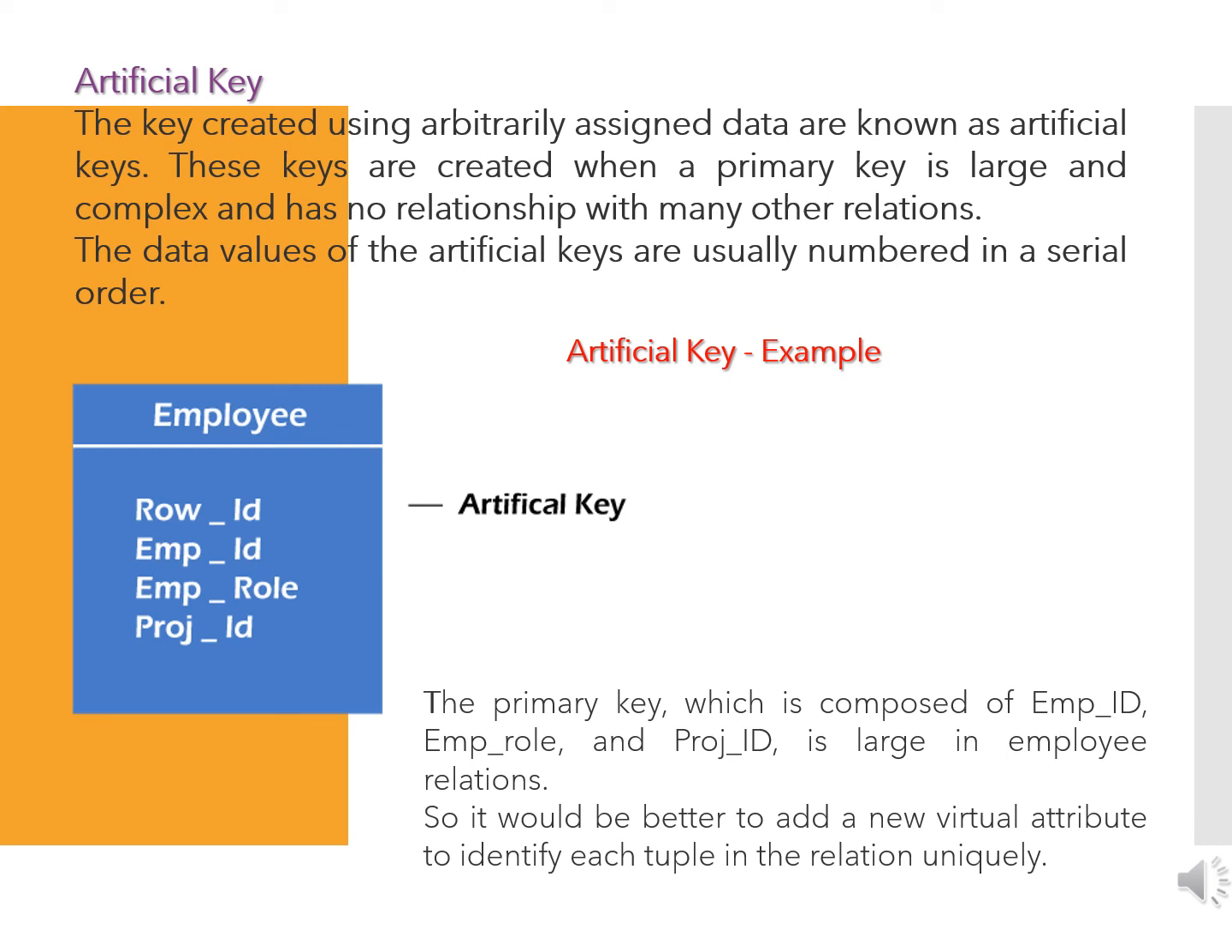The primary key, which is composed of employee ID, employee role, and project ID, is large in the employee relational database system. So it would be better to add a new virtual attribute to identify each tuple in the relation uniquely. So the combination of all these three keys can be replaced using a new artificial key called row ID, so it can be identified easily.